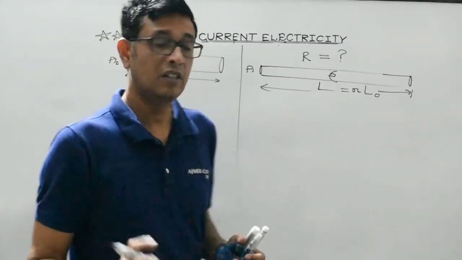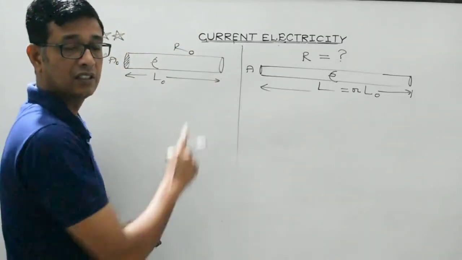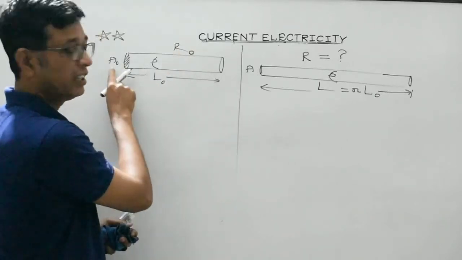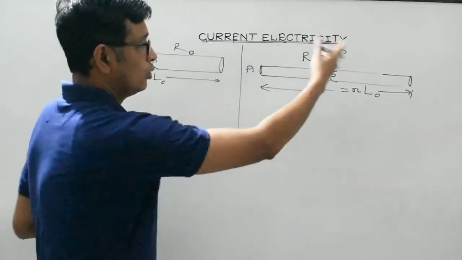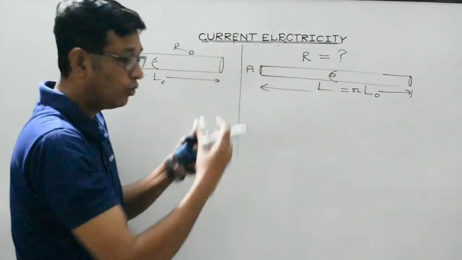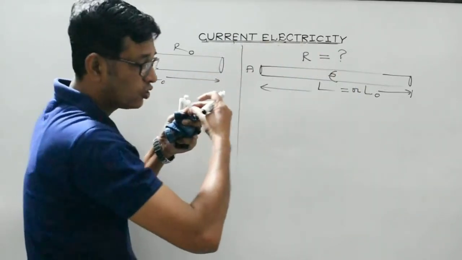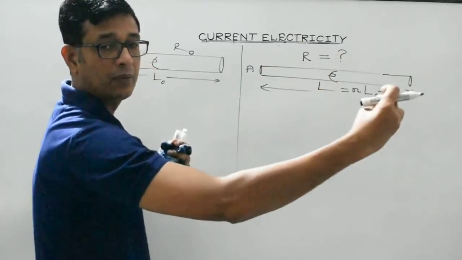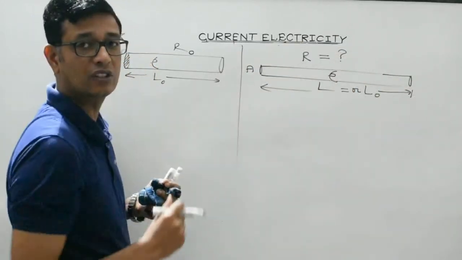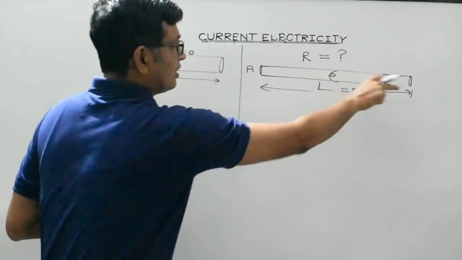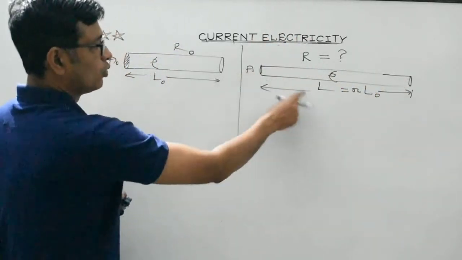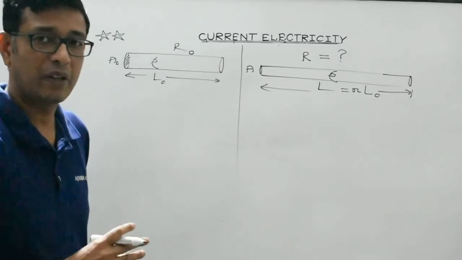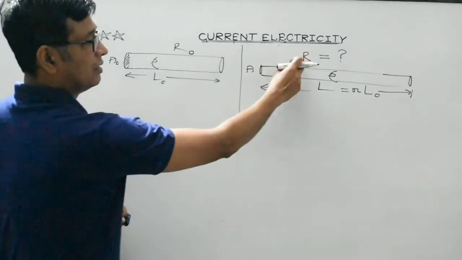Understood my question now? A wire is given. This is the original resistance, original length, original area. It is stretched to n times its original length. Now while stretching, I am not cutting it, I am stretching it. On stretching, what happens? The volume in both the cases will remain constant. But with the increase in the length, the cross-section area will decrease. Resistivity will remain the same. So what will be the new resistance?